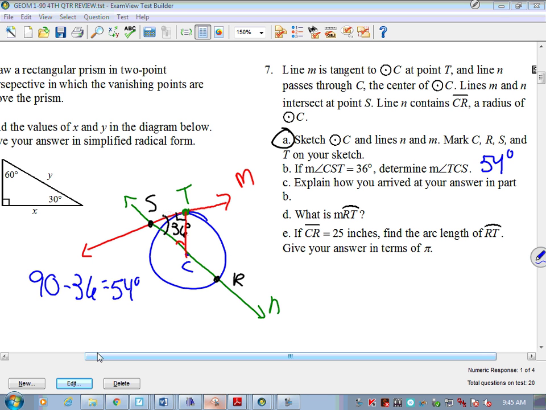Explain how you arrived at your answer in part B. All right, I'm not asking you to do that. It says, what is the measure of angle of arc RT? So we're going to look for right here, correct? RT. How do I find that?